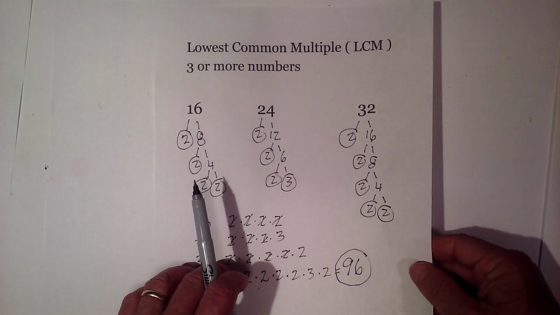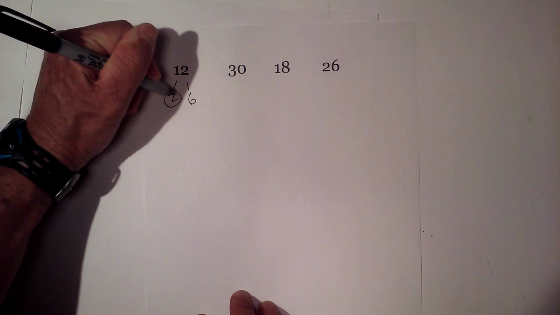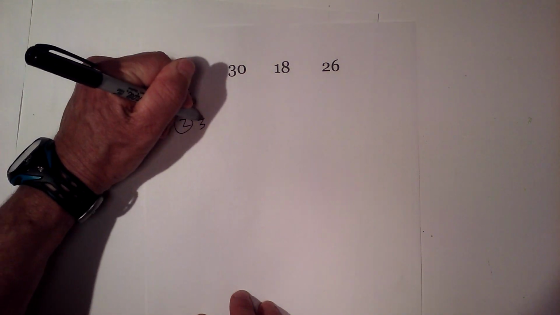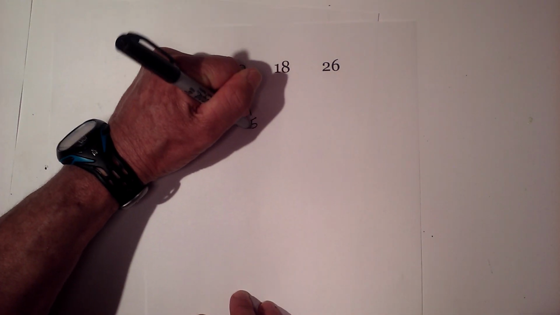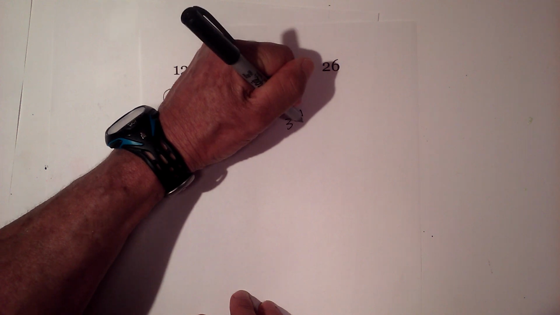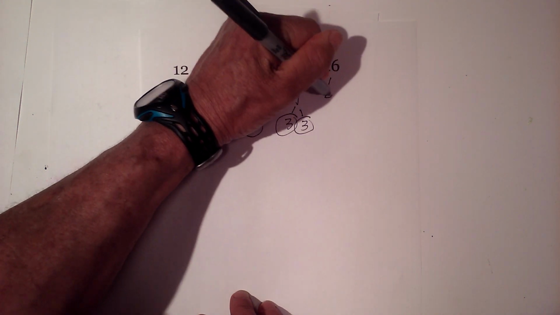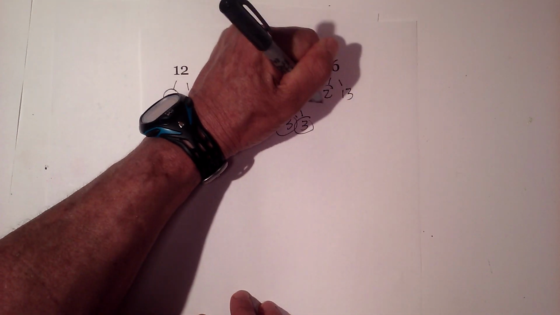So now let's work another one of these problems, okay? And this time, why don't we try 4 numbers, okay? And I'll get 4 numbers here. And this time, I'm going to go ahead and work the prime numbers out because they aren't quite as long. We have 2 times 6, and then 2 times 3. I'm circling the primes. 2 times 15, and then 3 times 5. 2 times 9, and 3 times 3. And then 2 times 13, and they're both prime.